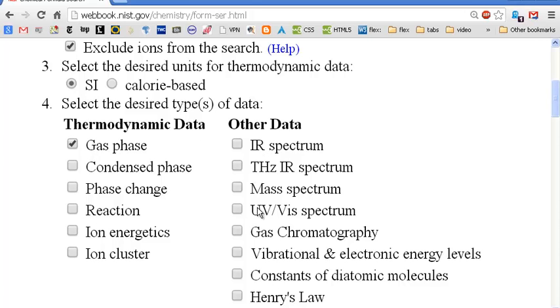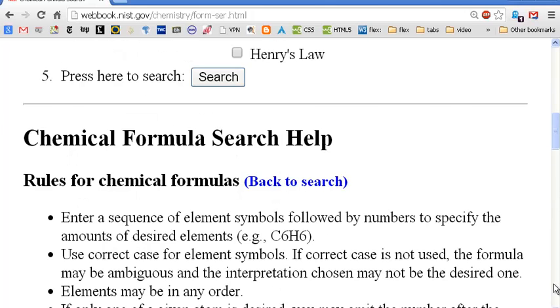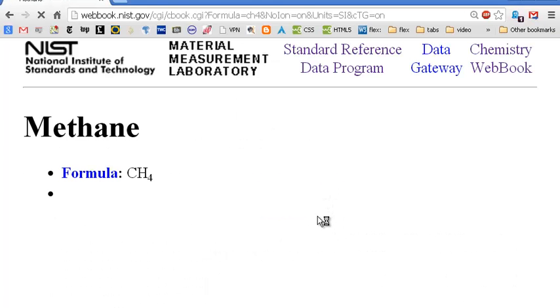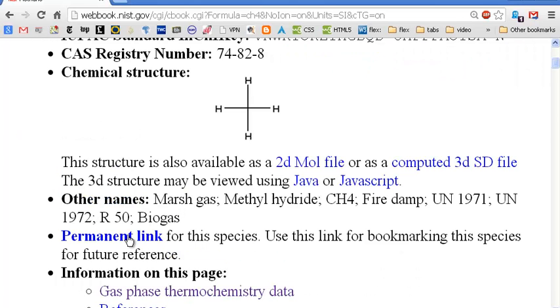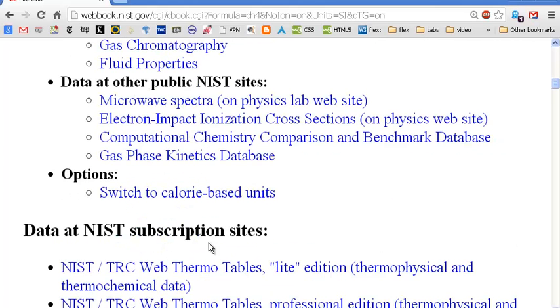Oh, look, you can get all these things too: IR spectrum, NMR spectrum, and so on. But we're just looking at thermodynamic data. And here we go. Press here to search. So we're going to search, see what we get. Well, look at that. The molecular weight, or more properly called the molar mass, the IUPAC standard name, and all this stuff. Look at that. Ooh, chemical structure. There's methane. Information on this page, gas phase thermochemistry data, other available data, and so on.